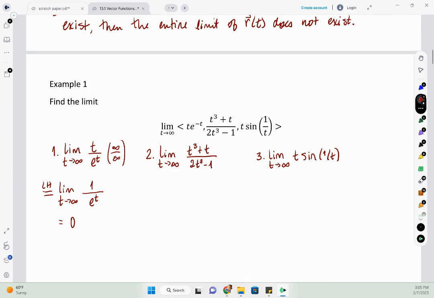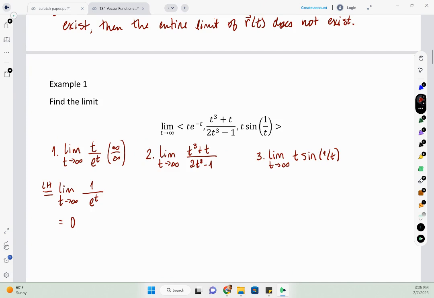Another way I could have looked at this is I could have just thought about the functions t and e to the t. t is linear, e to the t is exponential. An exponential function always grows much, much, much faster than a linear function, which means that the bottom of the fraction is growing much faster, and that means that the overall fraction will approach 0. But of course, you can always use L'Hopital's rule to get there. This next one I want to do differently.